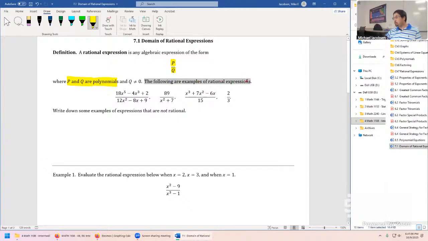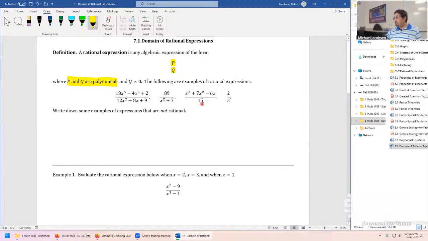So all the following below would be rational expressions. The only thing we're eliminating is the 0 polynomial. Q cannot be equal to 0 because division by 0 is, as always, undefined. But p could potentially be an ordinary integer. It could be a fraction, any real number whatsoever. So this one would be a rational function. The numerator just happens to be 89, and the denominator is quadratic.